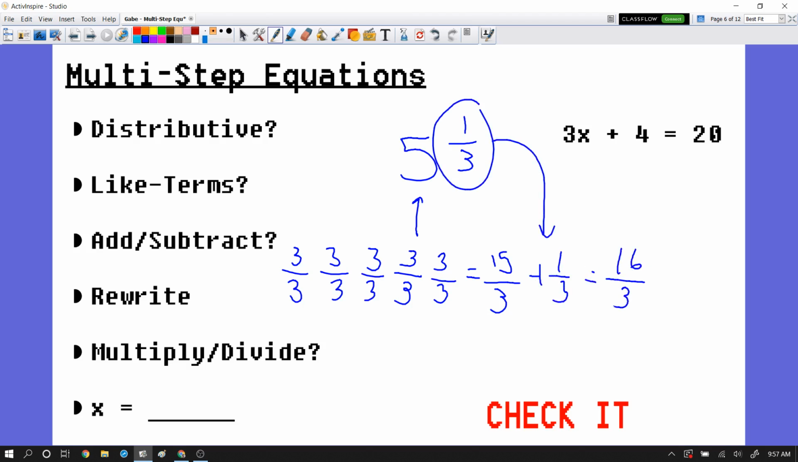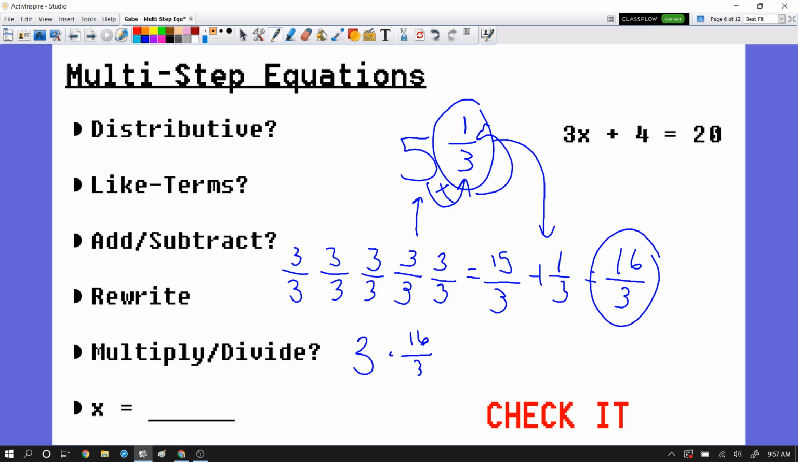Okay? So if we have 16/3, that is the same exact thing as 5 times 3 is 15 plus 1. We just converted 5 and 1/3 into 16/3. It's improper form. So now that we have that, we can do 3 times 16/3.